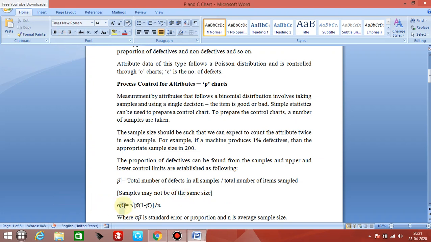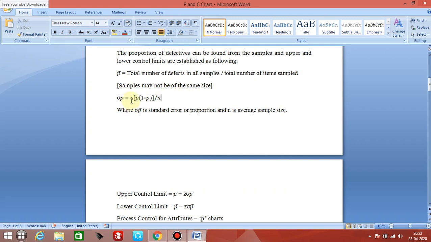Next you have to find the standard deviation of P bar, sigma P bar, which is root over P bar into 1 minus P bar, whole divided by n, where sigma P bar is the standard error of proportion and n is the average sample size.